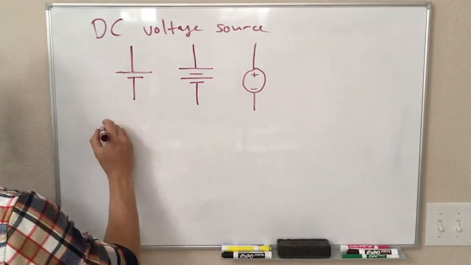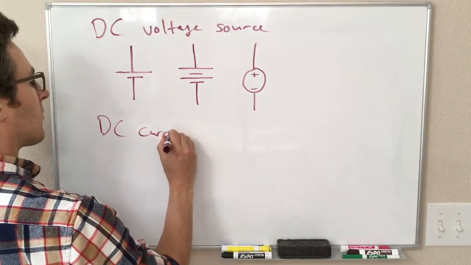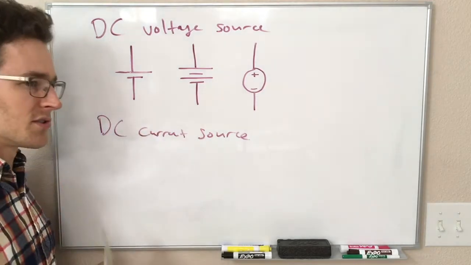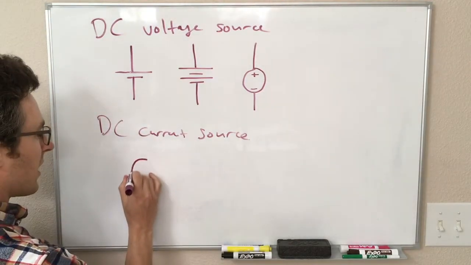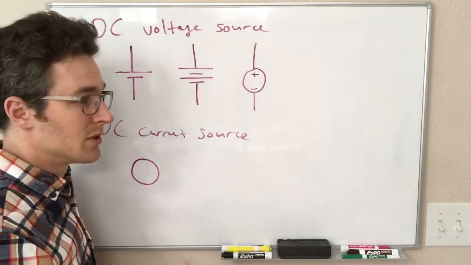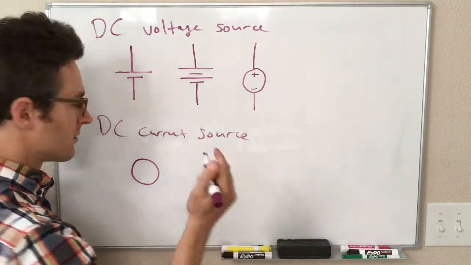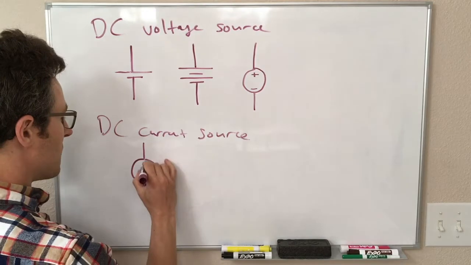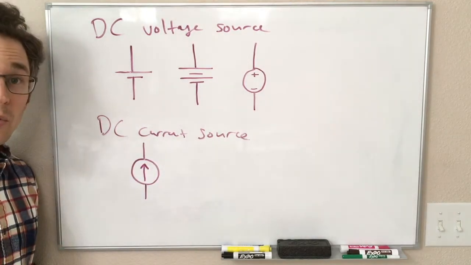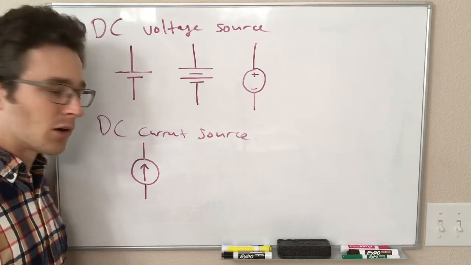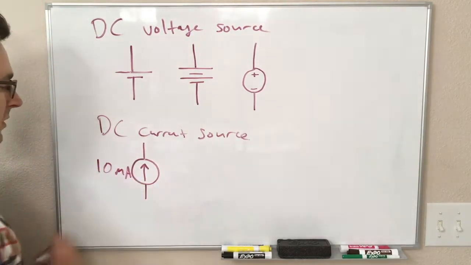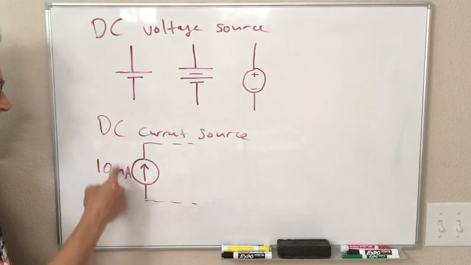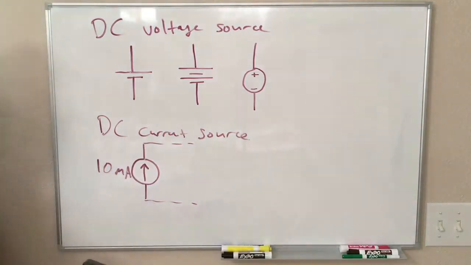We also might run into current sources, where instead of this, which provides a constant 6 volts to our circuit, we might have something that is providing a constant flow of current into our circuit. Maybe it's pushing 10 milliamps into the circuit, and it doesn't care what the voltage is, or more on that in a second. So the symbol for a DC current source is a circle with an arrow in it, and that arrow is pointing in the direction of the current flow. So you might see something like this connected to some circuit, and this is telling you that this is making 10 milliamps flow in that direction.